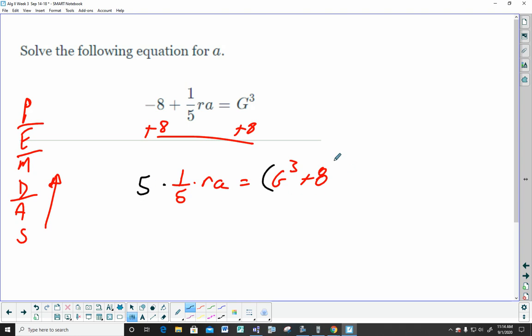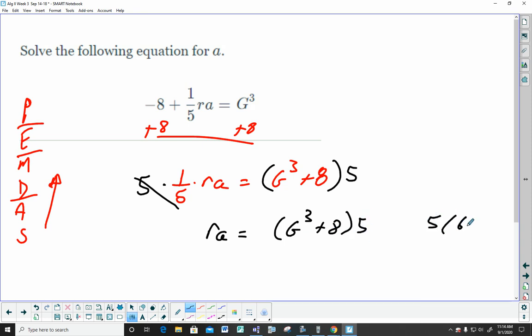And it's the whole side by 5. So this would cancel out, and you'll have R A is equal to, you have an option to leave it outside, or you can distribute it in. I'm just going to leave it outside for the time being, just to let you see what's going to be there. G cubed plus 8 times 5. And if you wanted to write that in front, 5 times G cubed plus 8, that's fine too.